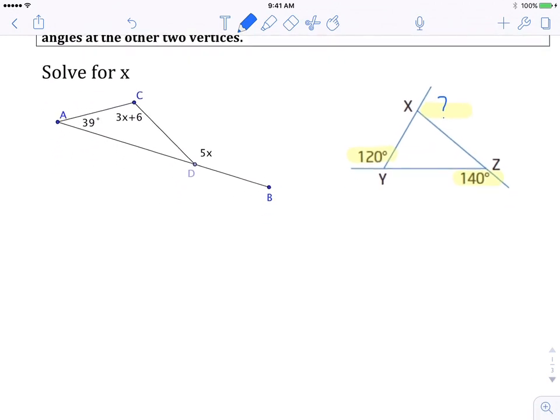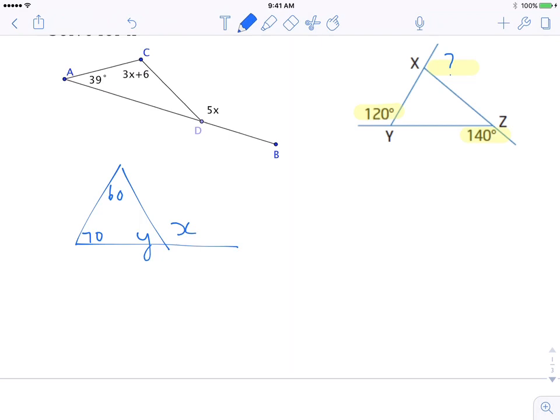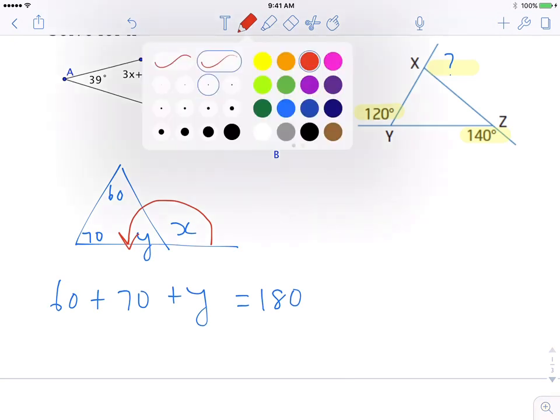I want to break that down for you. If I gave you a triangle that looked like this, and I'll call this x, and I'll call this y, let's just say this is 60, and let's say this is 70 degrees. If I add 60 plus 70 plus y, those are the three angles inside a triangle. We know the interior angles of a triangle have a sum of 180 degrees. But we also know that x and y form a straight line, and a straight line has an angle of 180 degrees as well.